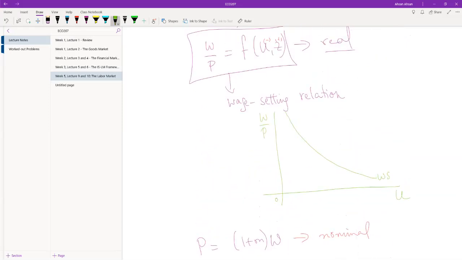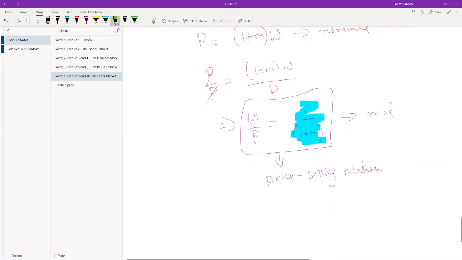So this is what we get. This is the price setting relationship. And so what we basically see is that at a particular level of real wage, this is how much unemployment we can expect in the economy.